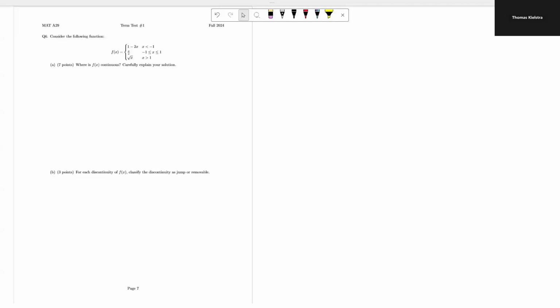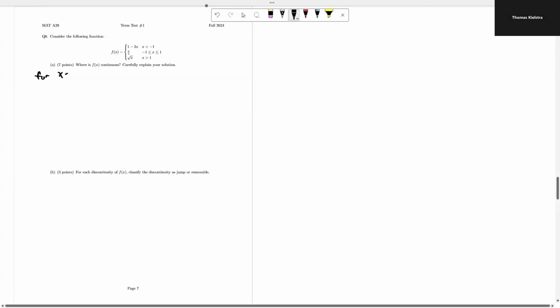In question 6, we're asked to determine where the function is continuous. To determine where the function is continuous, we break this up into two parts. We're going to look at the boundary between each of these pieces, and then each of these pieces individually. I'm going to do each of the pieces individually first.